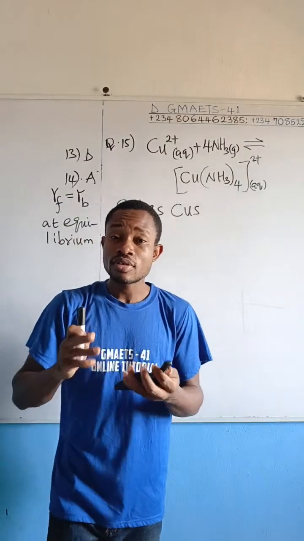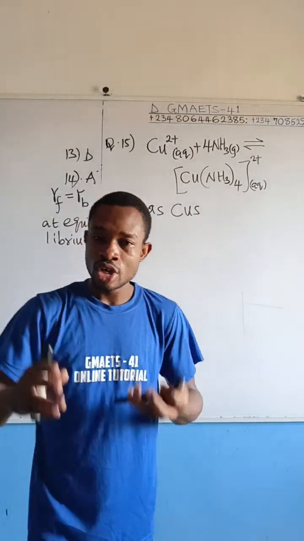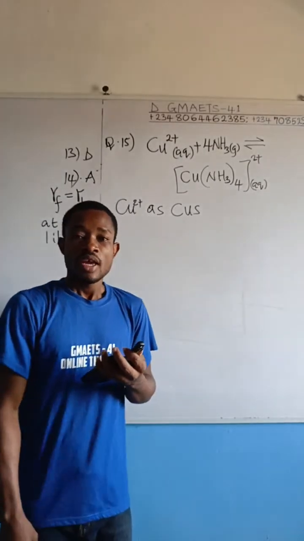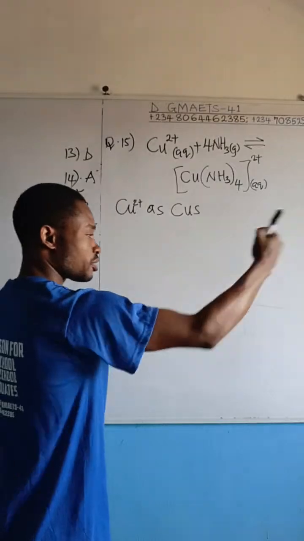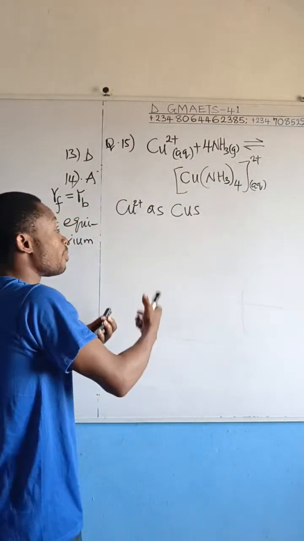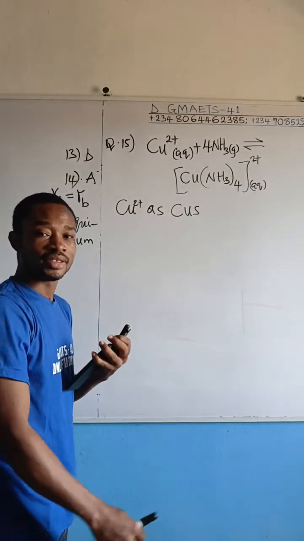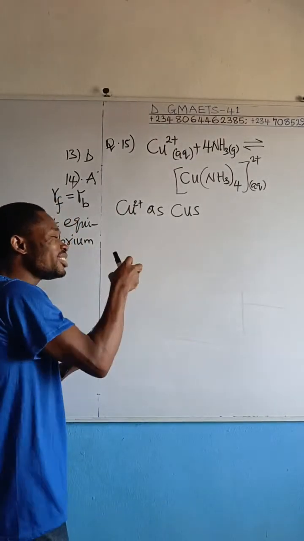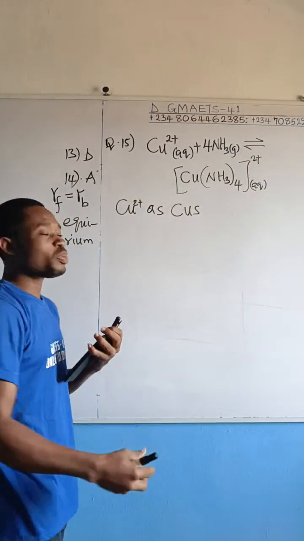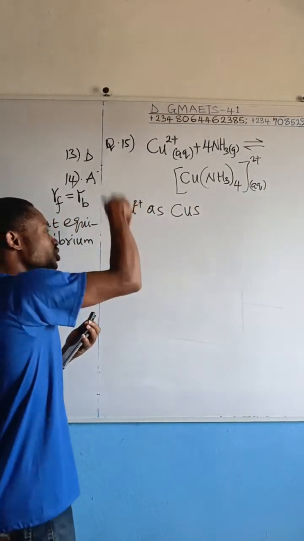Now, let me tell you the secret of what you should know and how to interpret the effect of concentration. If I have reactant and product here, and I am adding something to the reactant, which means I'm increasing the concentration of the reactant. Once you are adding anything to any side, whether to the reactant or to the product, let me explain this assuming I am adding something to the reactant.